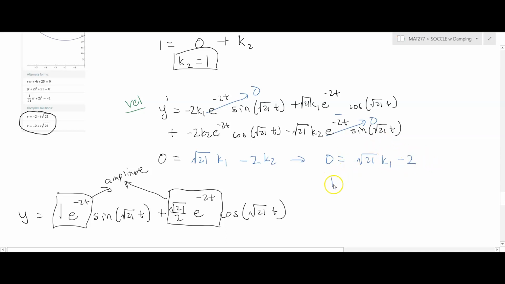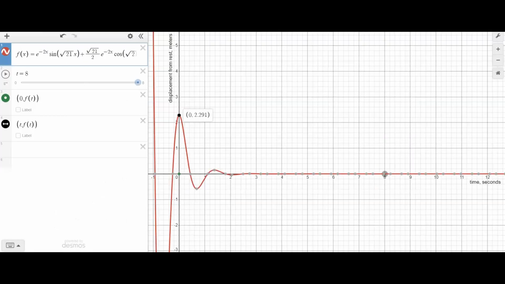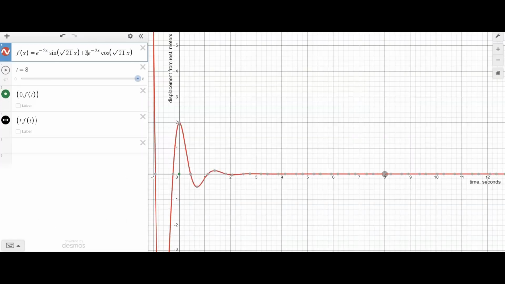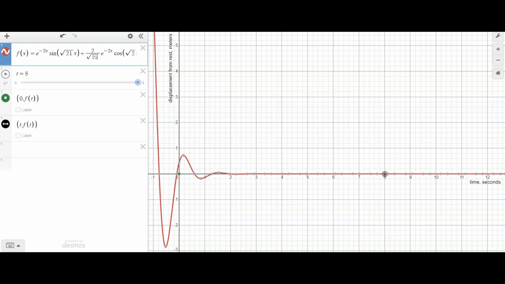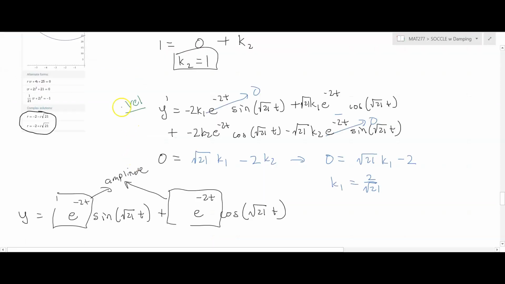Add that to the other side, divide by square root of 21. We get 2 over the square root of 21. So it's just going to invert our fraction here. 2 over the square root of 21. All right, change that back here. 2 over square root 21. And now that looks a little better. And I think we'll get this eventually. So k1 should actually be 2 over the square root of 21, and k2 is 1.